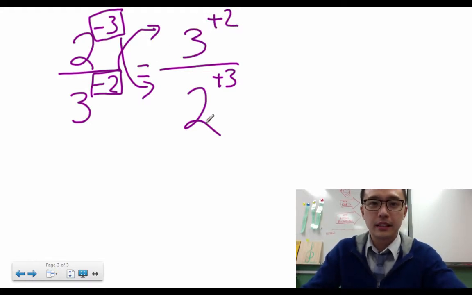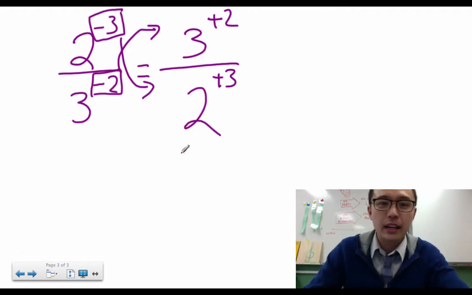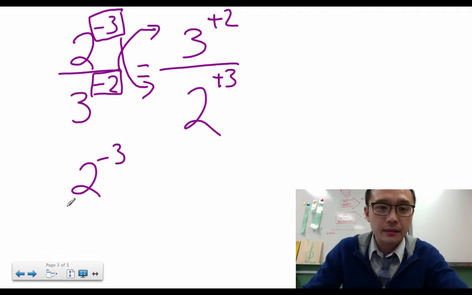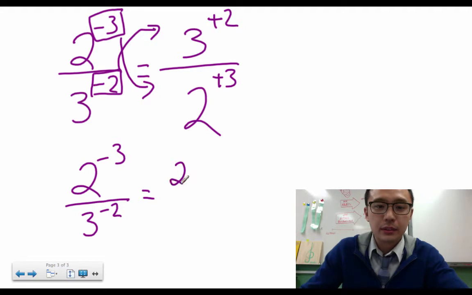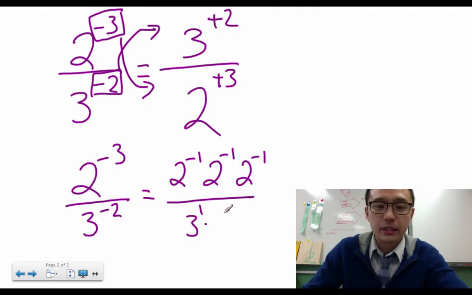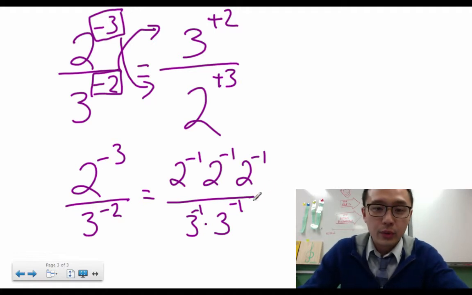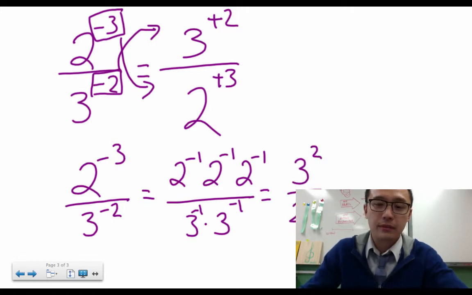What's your base? 3. That's it. If you want to break it down and see what actually happened, we can see that 2 to the power of negative 3, 3 to the power of negative 2, is just like 2 to the power of negative 1 three times, and 3 to the power of negative 1 twice. Okay? And if you want to flip these ones, you can see that they all become positive. 3 to the power of 2 and 2 to the power of 3. That's if you were to flip the fraction.